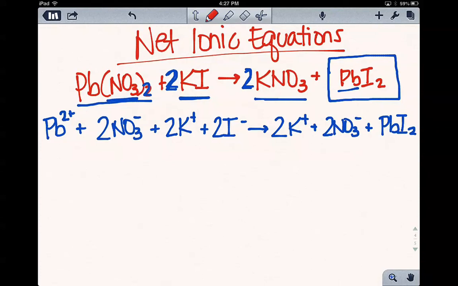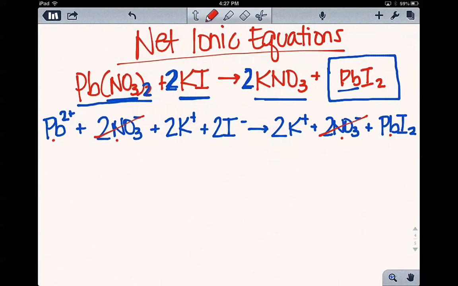And so I'm going to look at each one. I see my lead right here. It's part of a compound over here. So it did change, so I will not cross it out. Over here, I've got 2 nitrate ions, and over here I have 2 nitrate ions that look the exact same. So that means they are spectator ions, and I will cross them out.